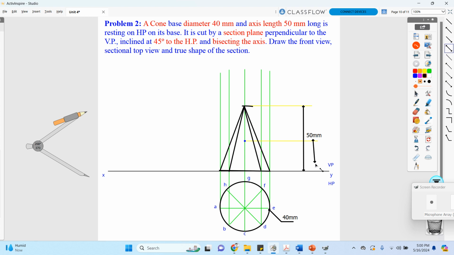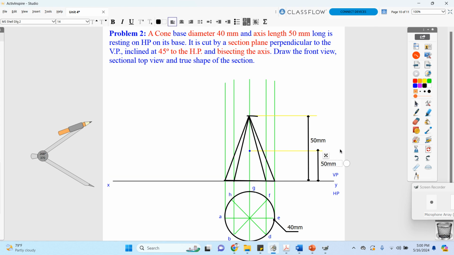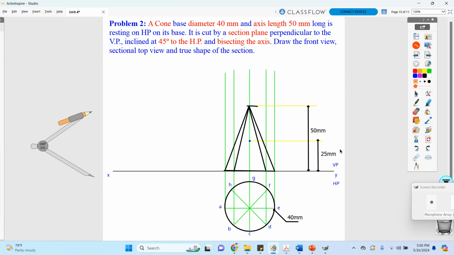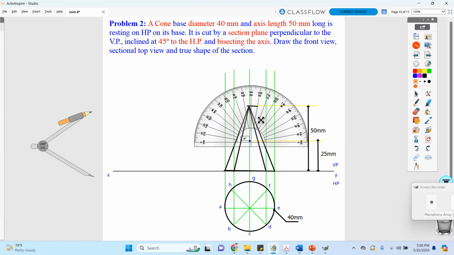From here till here, the dimension is 25 mm. Okay, are you clear now? Can you understand? Okay, now I am going to consider my protractor and I am going to place it over here on this midpoint.